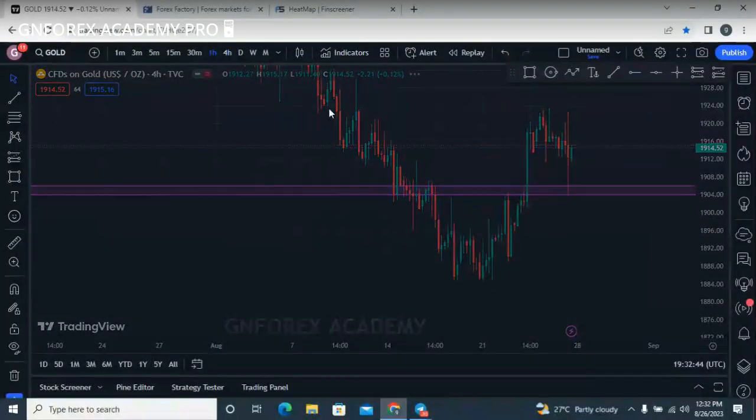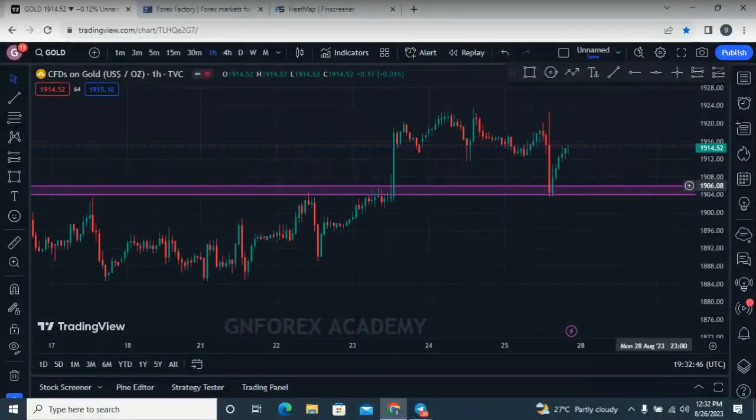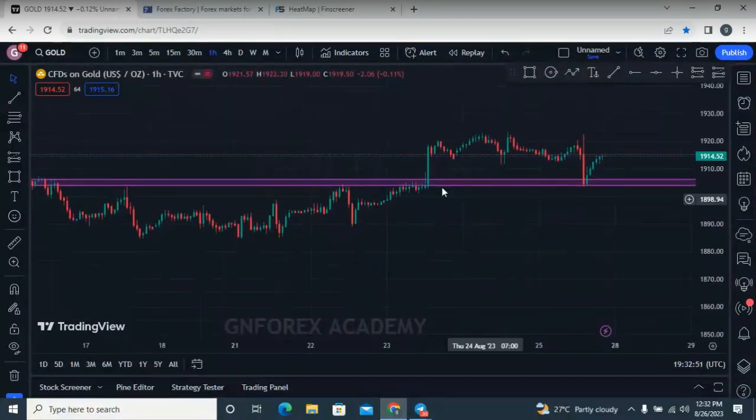Then I will check the 1 hour. The 1 hour as well is a very bullish trend. Here was the major, you understand? It just tested the major on Friday and started going up. So let's see what will happen. Now I don't need to go further. I've established this chart as bullish.